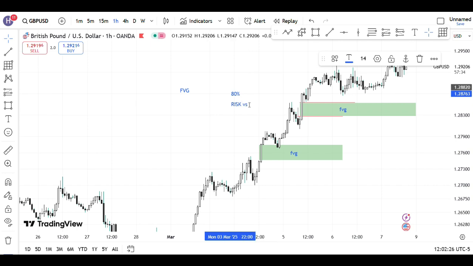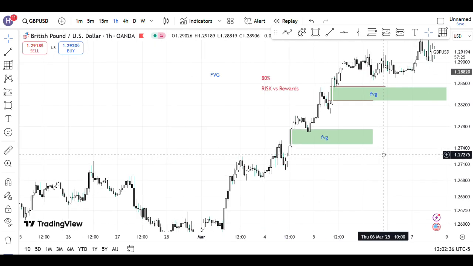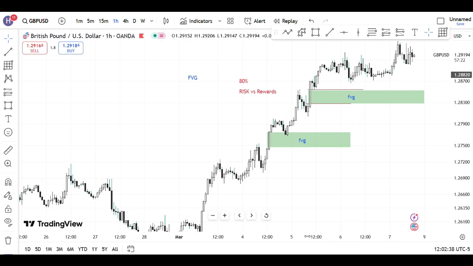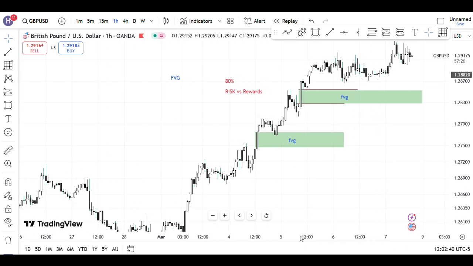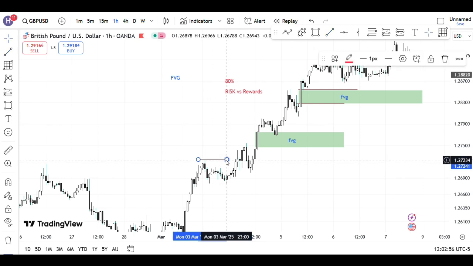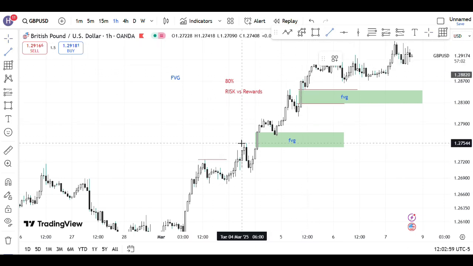That's why we need a risk versus reward ratio. Okay, first now we'll see. In the first lesson, I also taught you how this is identified, whether it is BOS or whether it is MSS. So again I will just slightly show you.